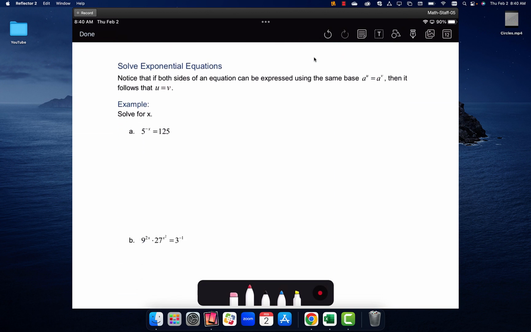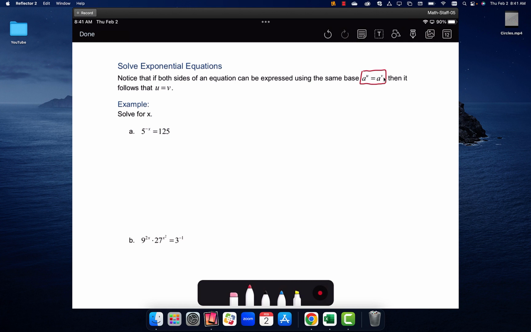Let's look at solving exponential equations. Today we're going to look at a shortcut that only works for very specific types of equations, and you have to recognize when it works and when it doesn't. We'll focus on examples that look like a to the u equals a to the v.